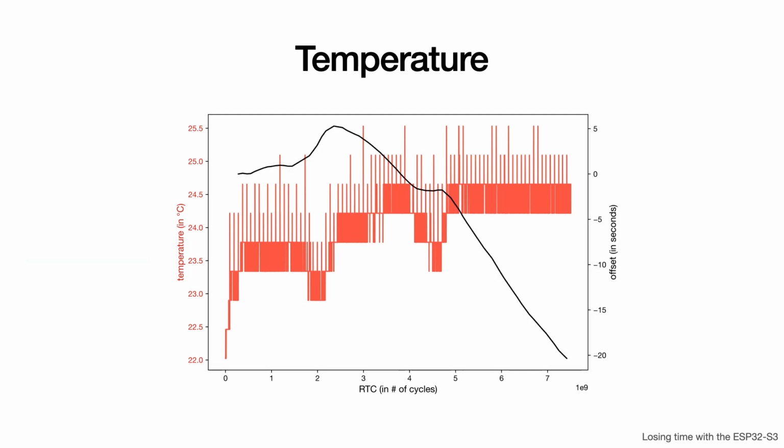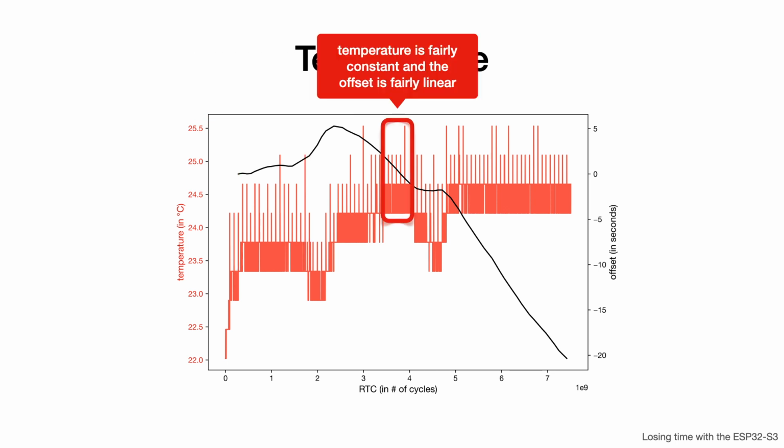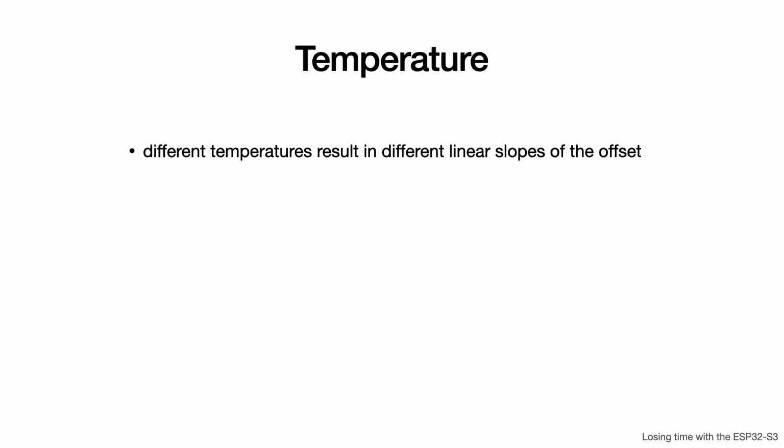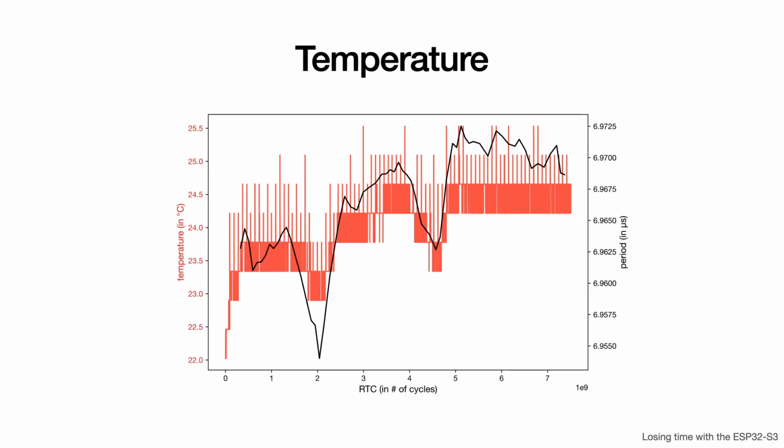When I overlay the clock offset from before, a simple pattern emerges. Whenever the temperature is constant, the clock offset changes more or less linearly. You can see that here, here, and here. So different temperatures result in different slopes. And since the slope is related to the period, I'm going to plot the period instead of the offset. This reveals a good agreement between the fluctuations of the temperature and the RTC period.